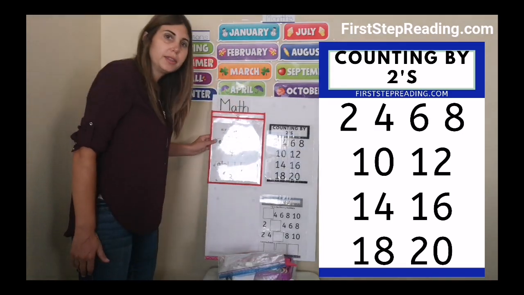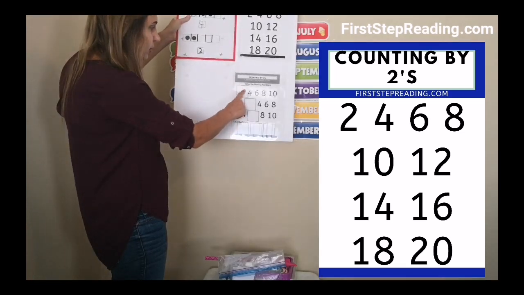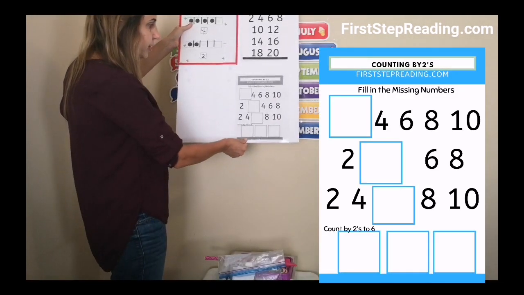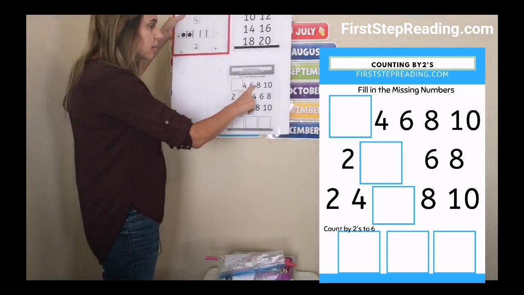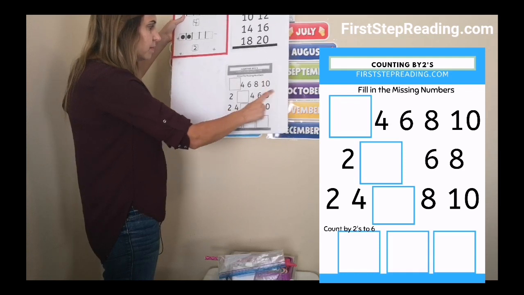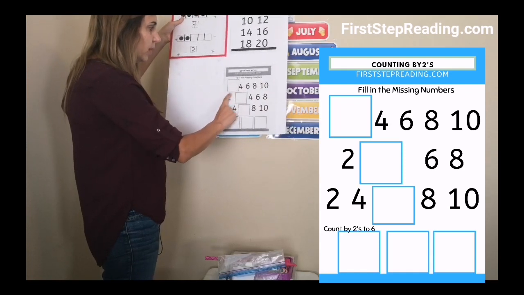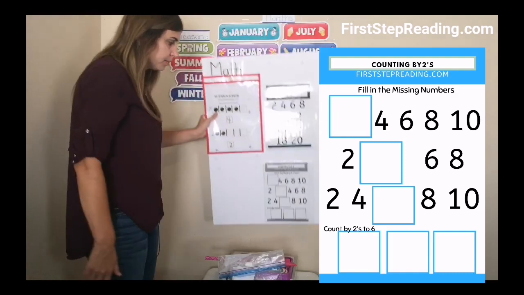So for math today, please practice your 2s. You can print this worksheet, and it has one box that is empty, so you can look. What is missing? 2. What is missing? 4. What is missing? 6.